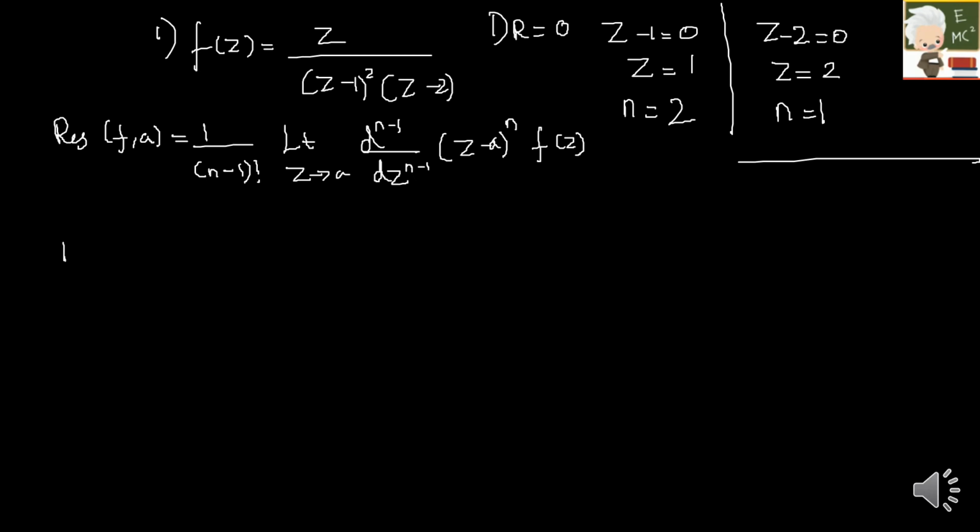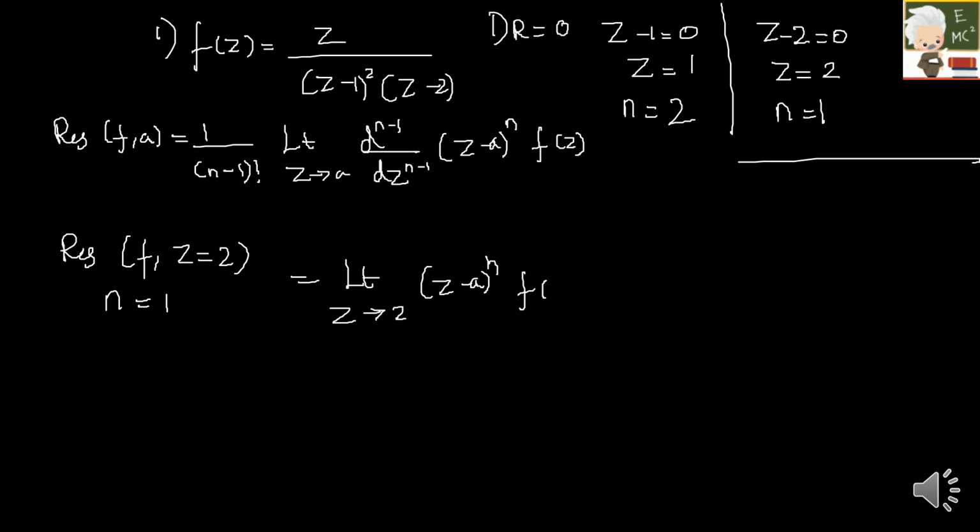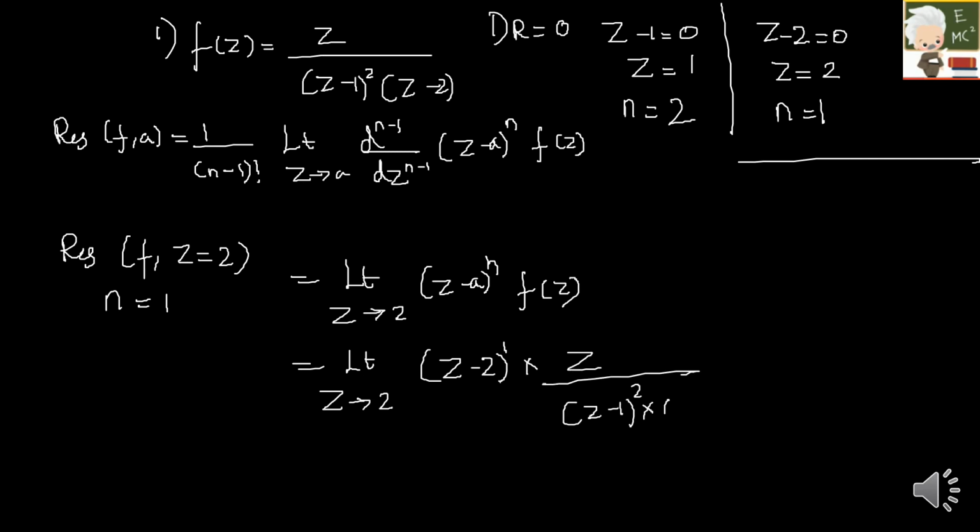So now we have to do the residue of f of z at z is equal to 2. And here the pole is of order 1. So if your pole is of order 1, what will your formula be? It is nothing but limit z tends to 2 of (z minus a) whole power n into f of z. So which will be limit z tends to 2. What is z minus a? It is (z minus 2) whole power 1 times f of z, which is z by (z minus 1) the whole square, into (z minus 2). So these two terms will get cancelled.